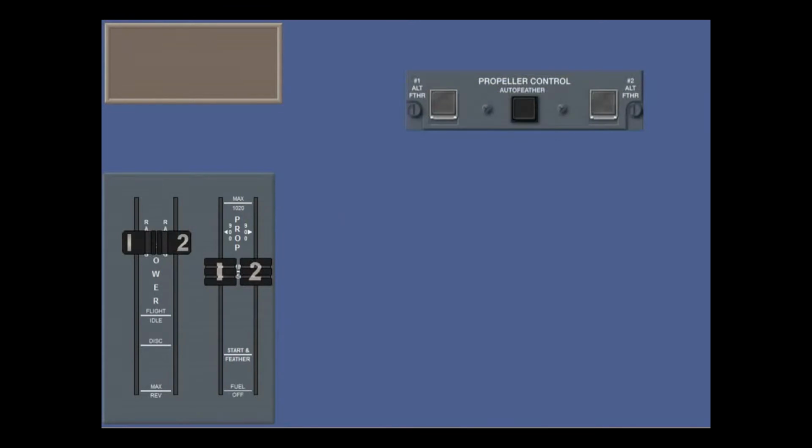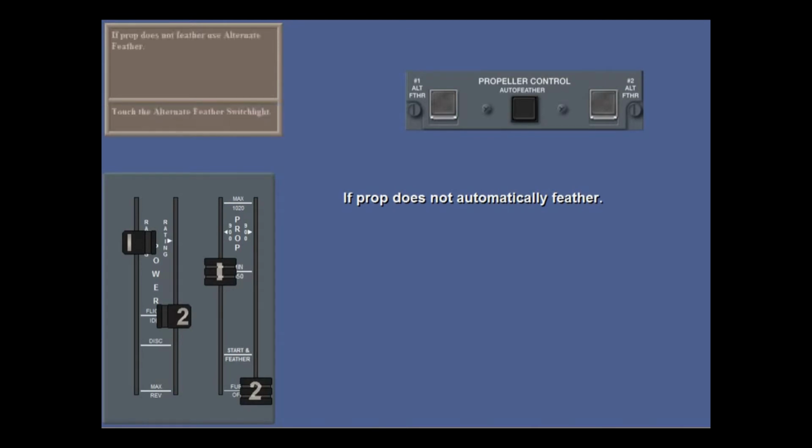When an engine fails in flight, your first actions should be to shut it down by setting the power lever on the affected engine to flight idle and the condition lever to fuel off. If the PEC does not automatically feather the prop on the affected engine, then use alternate feather. Touch alternate feather switch number 2.